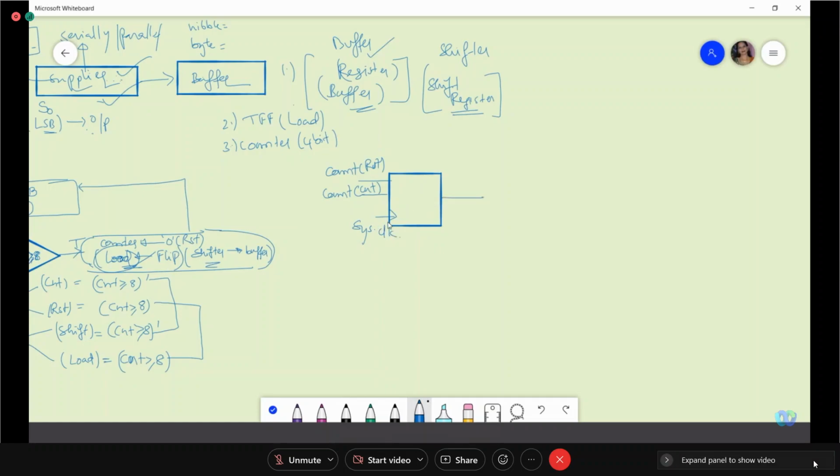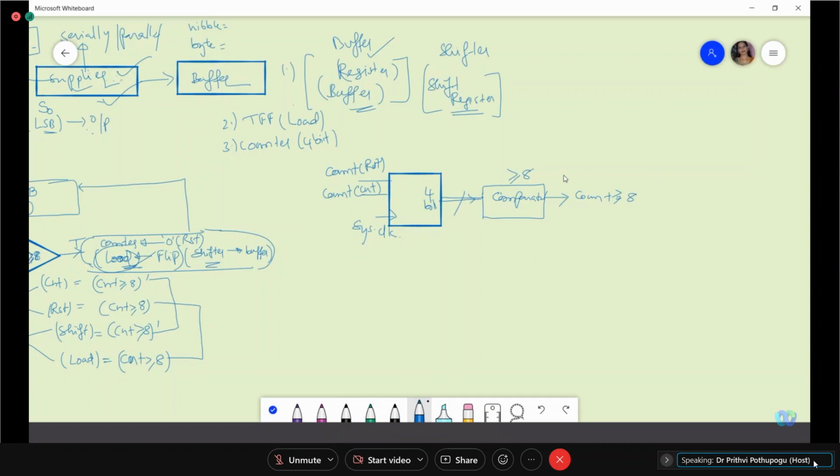And this counter output will be given to a comparator sort of thing. Why? Because we need to find whether the count is equal to or greater than or equal to 8. So comparing this 4-bit output with 8 in a comparator, in order to issue a signal saying that the count is equal to 8 or greater than or equal to 8. Actually, whether the count is equal to 8 or not is the point of concern for us.